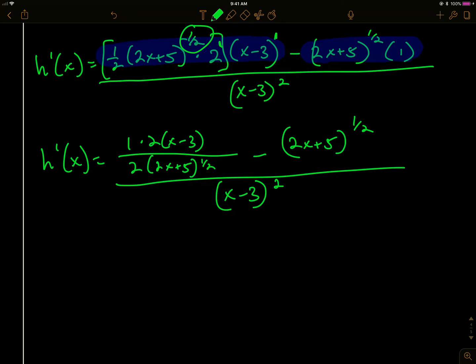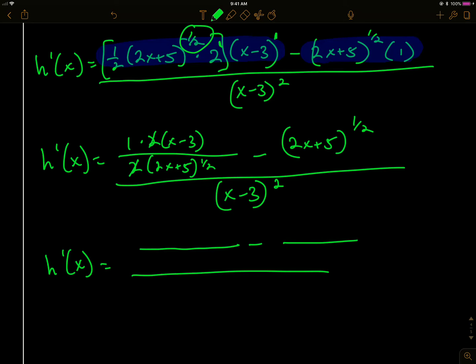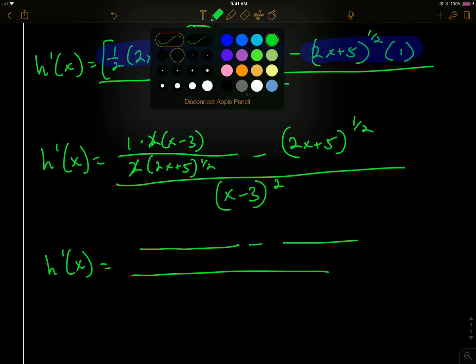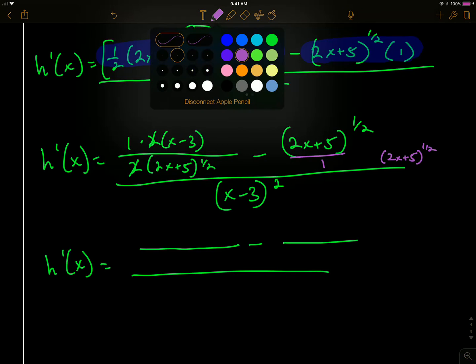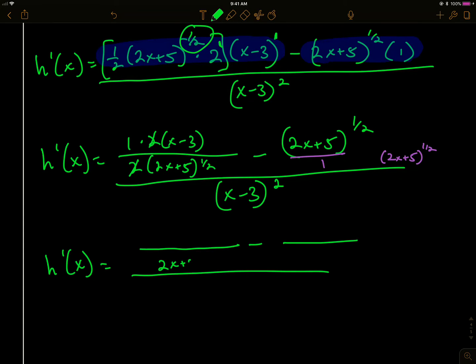All right, so we're going to recopy this and do common denominator work with the numerator. Now, before I recopy, I noticed that this 2 can divide into that 2. So up top, we have a common denominator. You can think of this as over 1. So our common denominator is going to be 2x plus 5 to the 1/2. I should write that down here, sorry. 2x plus 5 to the 1/2.